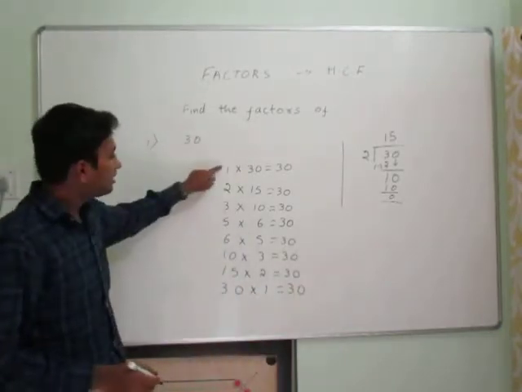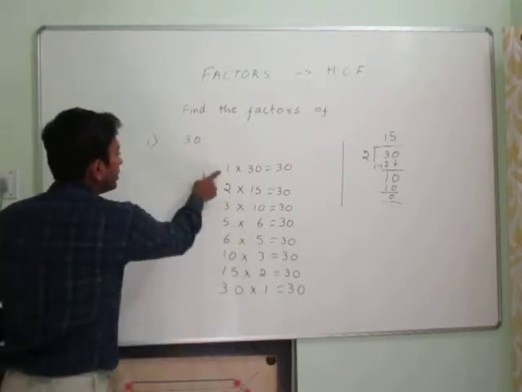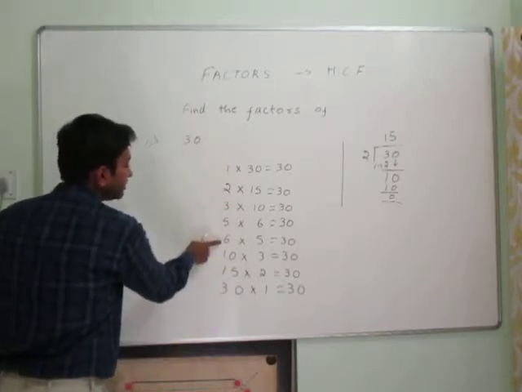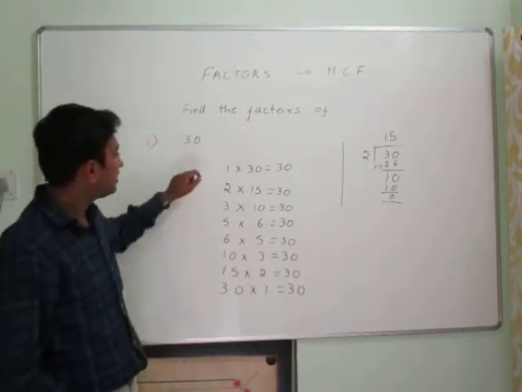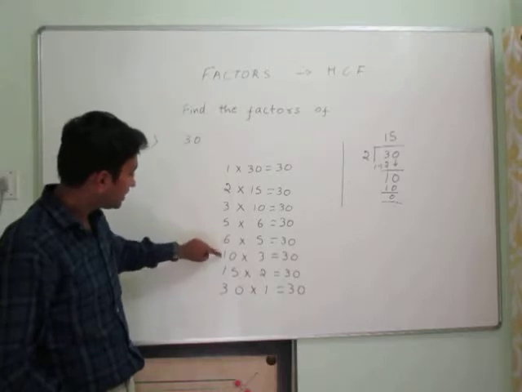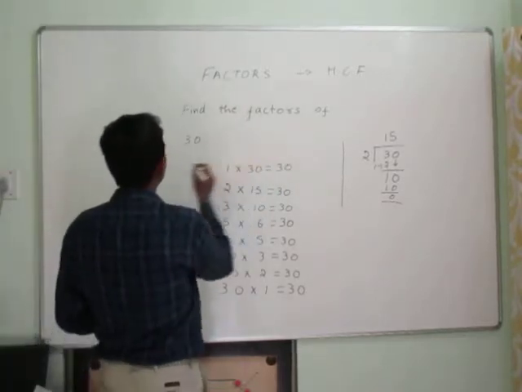So these are the factors of 30. 1, 2, 3, 5, 6, 10, 15 and 30. So how many factors does 30 have? 1, 2, 3, 4, 5, 6, 7, 8. 8 factors. So find the factors of 30. Answer.